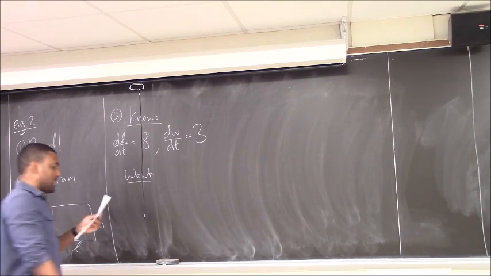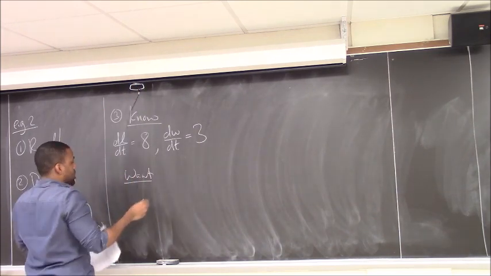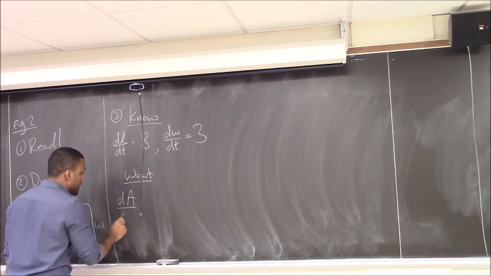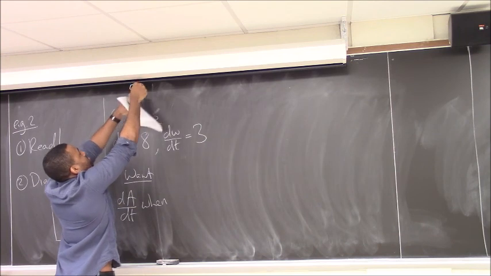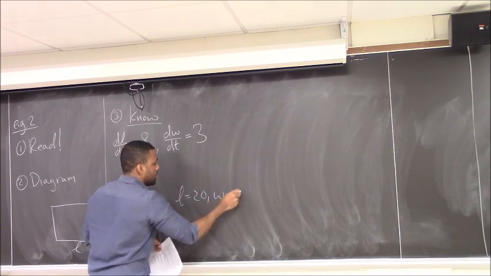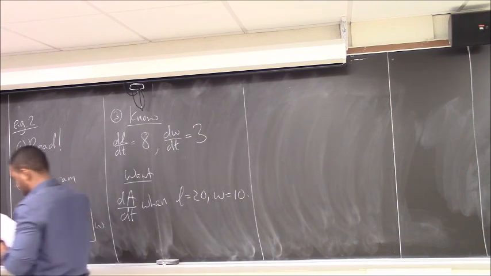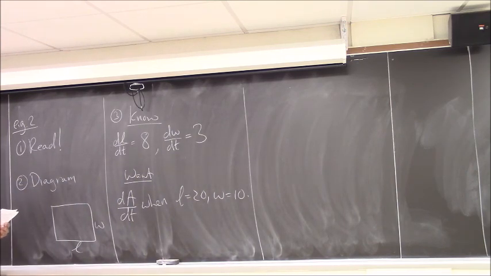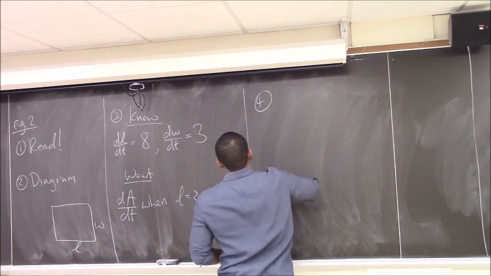And what do we want? How fast is the area changing? dA/dt. So let's call the area A. So we want dA/dt when what's going on? When the length is 20 centimeters and the width is 10 centimeters. When L is 20 and W is 10. That's step 3. Step 4, come up with an equation that relates all the variables.